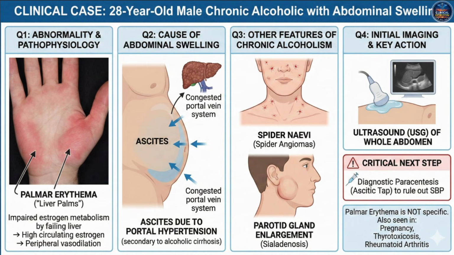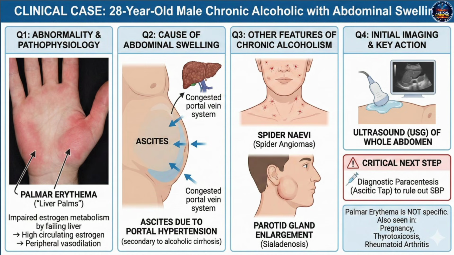Now question number 2. What is the likely cause of his abdominal swelling? The swelling is ascites. The question asks for the cause of the ascites in this specific patient context. The answer to write: ascites due to portal hypertension, secondary to alcoholic cirrhosis. Mentioning hypoalbuminemia as a contributing factor is also correct, but portal hypertension is the primary driver.